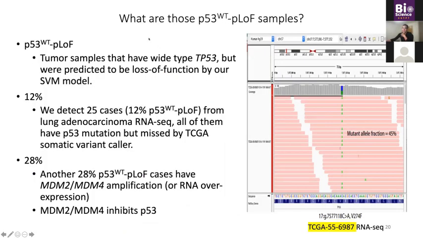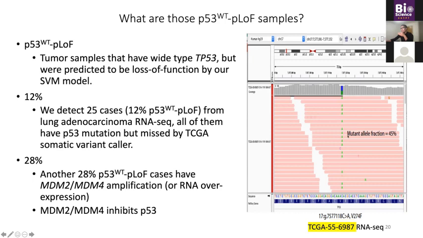As we saw previously, the majority of the wild-type cases are predicted to be loss of function. So we term these samples P53 wild-type predicted loss of function. Why do they have so many samples predicted? We want to dig into this issue. First, we found that 12% of this P53 wild-type group actually have P53 mutation, but for some reason they were missed by the TCGA variant calling.